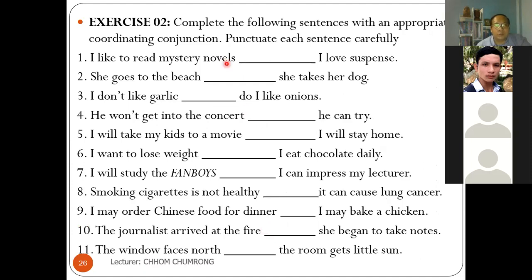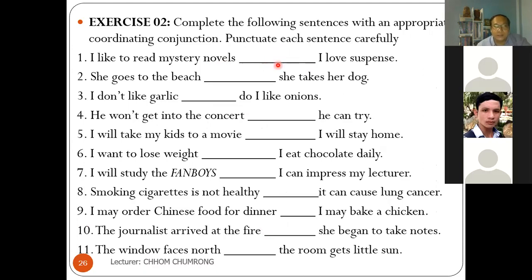Yeah. This one, we want you to put a fanboy in the middle here to make a compound sentence correctly. Well, number one, what do you put here, buddy? I like to read mystery novels, for I love suspense. Okay, comma, for. How about number two? She goes to the beach, and she takes her dog. And. How about three? I don't like garlic.